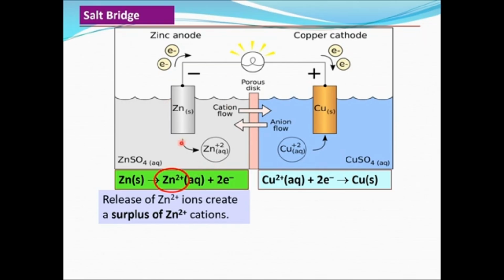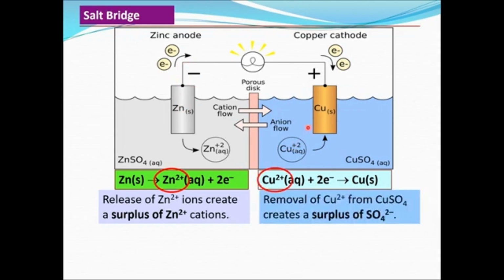How come we need that salt bridge? You see, when zinc 2+ builds up at one side, there's a surplus of it. This half cell is getting increasingly positive. The electron will slowly not want to move away. While the other side, the removal of Cu2+ results in a surplus of sulfate 2-. So this side is getting increasingly negative. So the electrons may not want to move in as well.